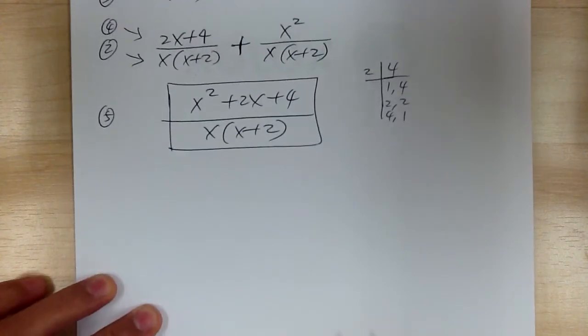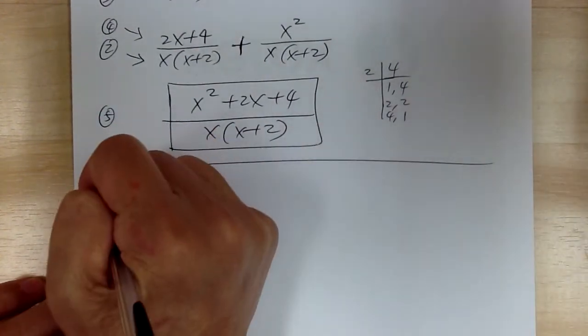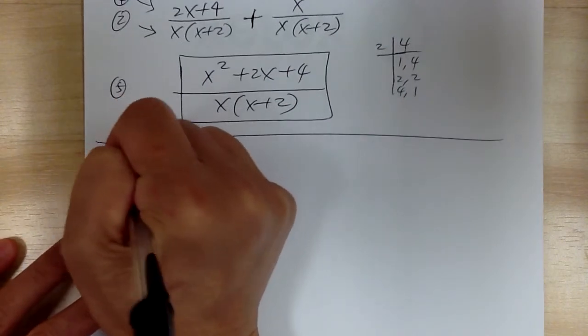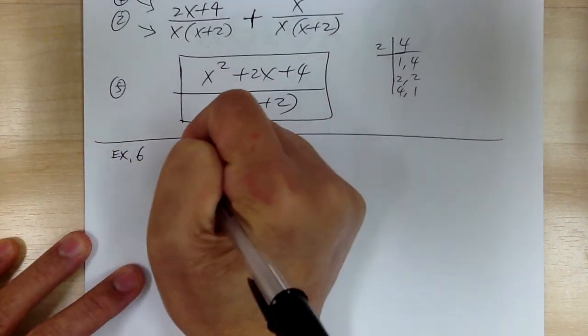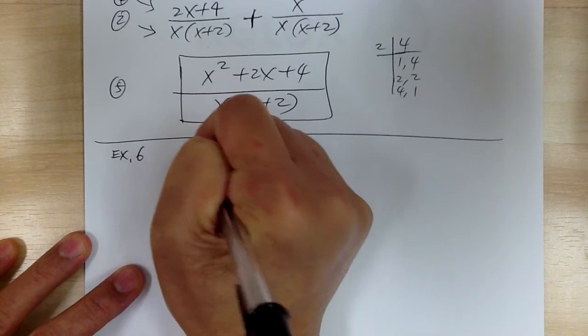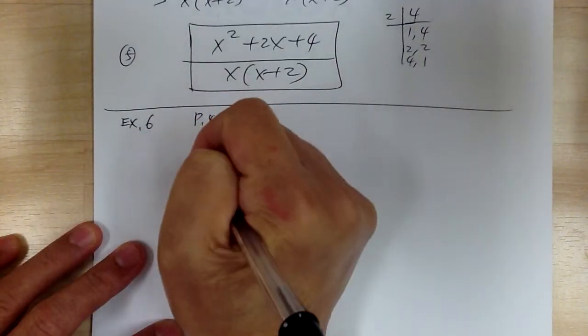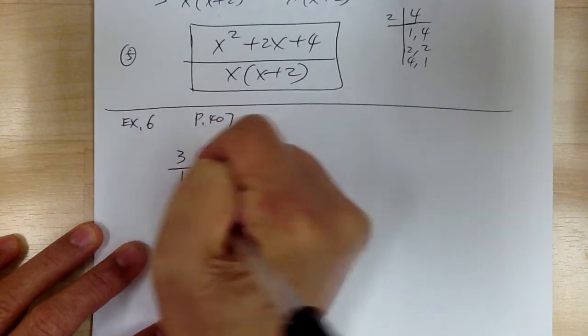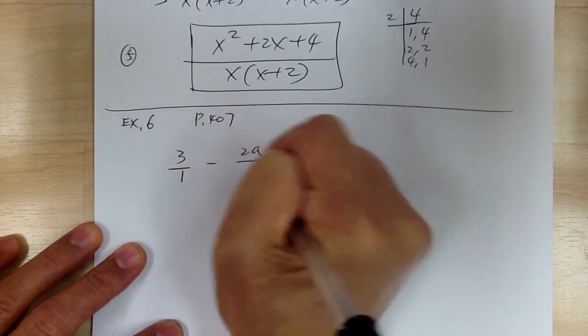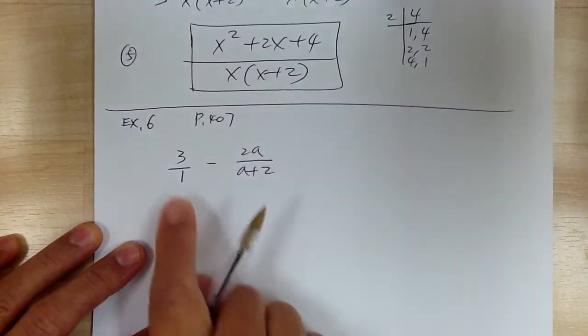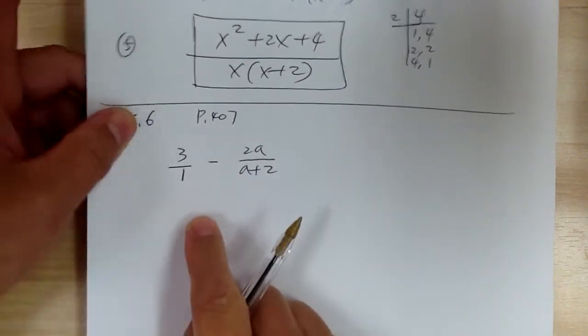Okay, let's go to example 6. Now we're going to do subtractions now. Okay, now notice it's a 3, right? So I'm going to put it as a fraction. So I'm going to put 3 over 1. Okay, so I will get my fraction ready.